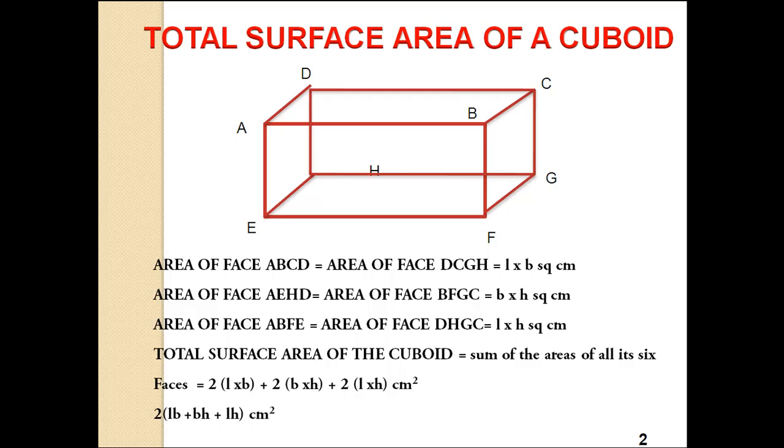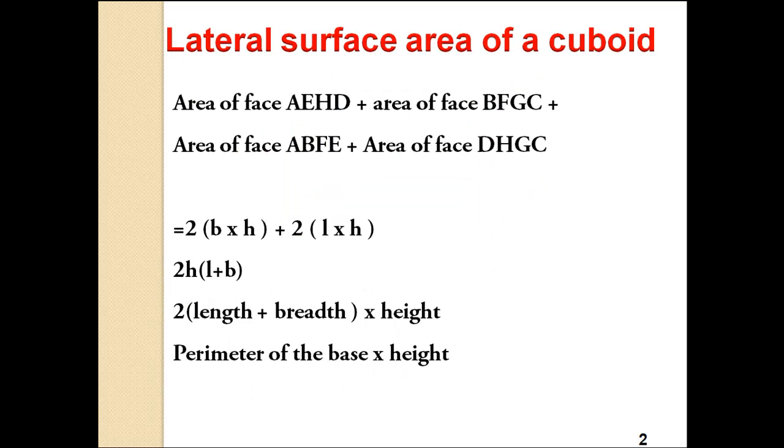Total surface area of the cuboid equals the sum of the areas of all its six faces, that is 2 into L into B plus 2 into B into H plus 2 into L into H centimeter square, that is 2 into (LB plus BH plus LH) centimeter square. Lateral surface area of a cuboid.